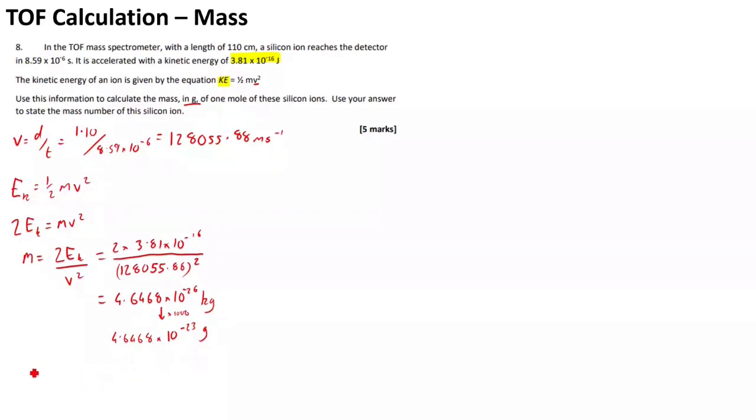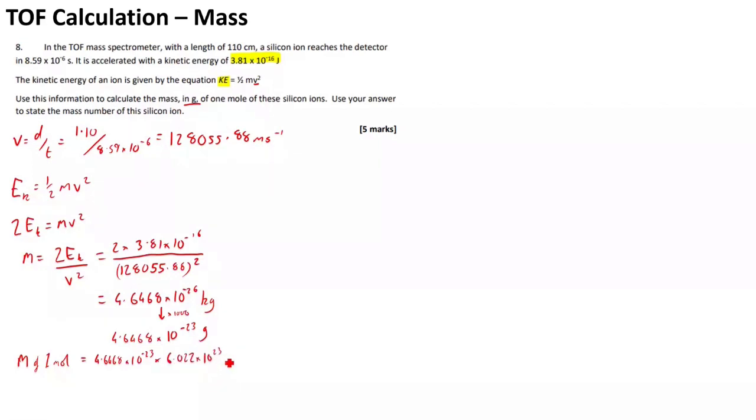So to work out the mass of a mole, or the mass of 1 mole, that's going to be the mass of 1 ion times Avogadro's number. Because there's Avogadro's number of ions in a mole of it, we've got the mass of 1 mole. We want to work out the mass of a mole of it, so times it by Avogadro's number.